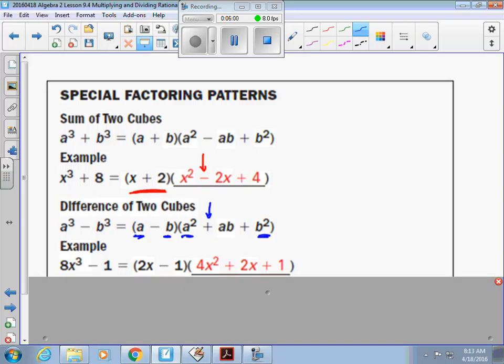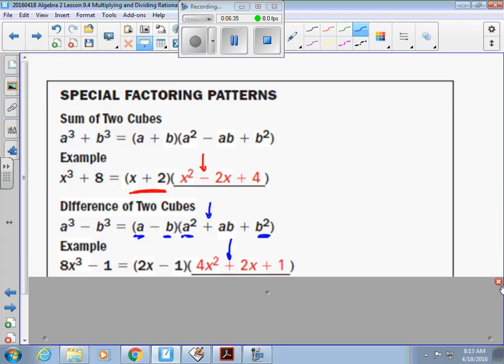Then you just ask yourself, what do I need to multiply 2x by to get 8x cubed? You need to multiply it by 4x squared. And what do I need to multiply negative 1 by to get negative 1? You need to multiply it by positive 1. Again, in the middle, since it was the difference of two perfect cubes, this is the opposite sign right here, plus. And then that's going to be a plus b, or positive a times b, 2 times x.